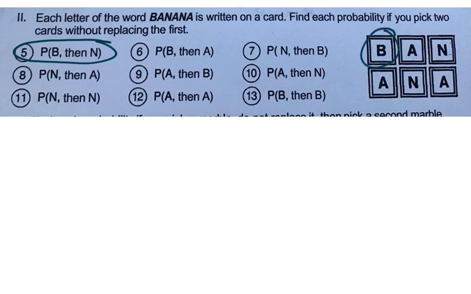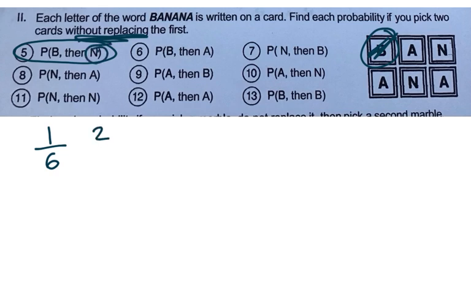Well, the chance of getting that B is 1 out of 6. But remember, we are not replacing, without replacement. So that B is now gone. How many cards are left? That's right, only 5. Now we want to get an N on the second try.